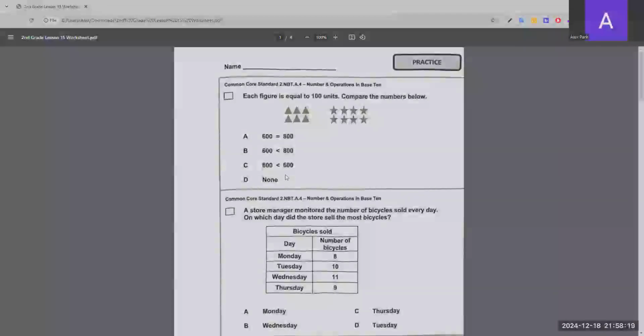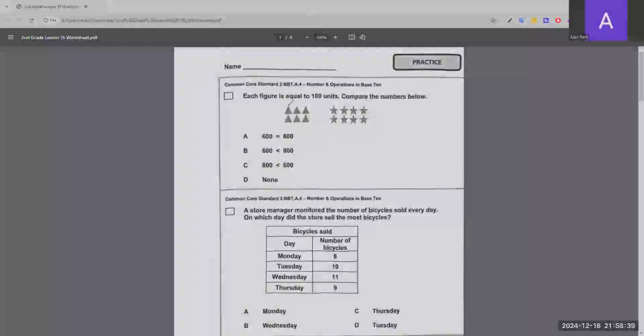So we're going to be doing second grade lesson 15 worksheet. So number one, each figure is equal to 100 units. Compare the units below. So each one of these triangles and each one of these stars is worth 100. So let's count the total number of stars and triangles in each side.